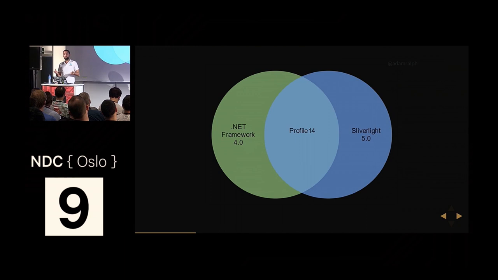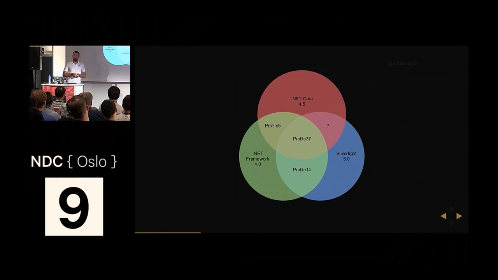When you introduce a third platform to the mix, .NET Core 4.5, anyone remember that? That was a thing at one time. I don't know what it was. But yeah, .NET Core 4.5 was a thing. And the intersection of .NET Framework 4 and .NET Core 4.5 was called Profile 5. And the intersection of all three was Profile 37, for one reason or another.